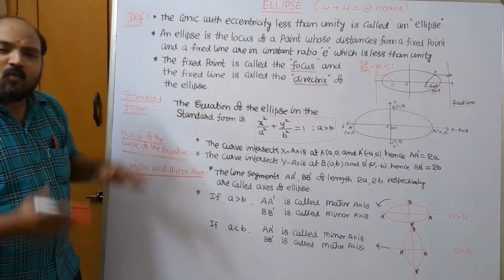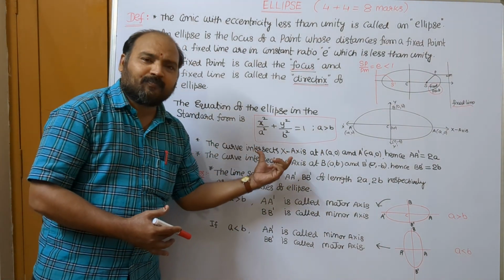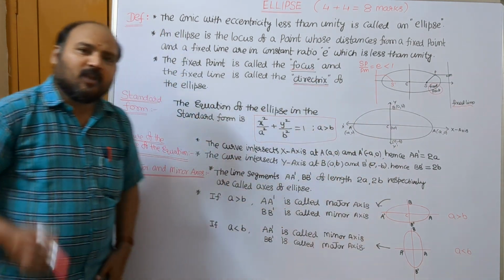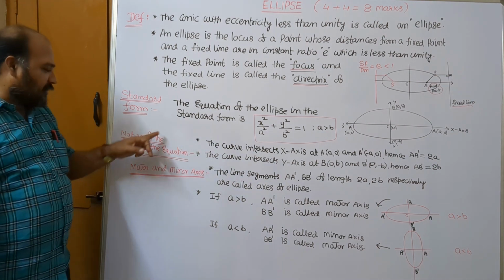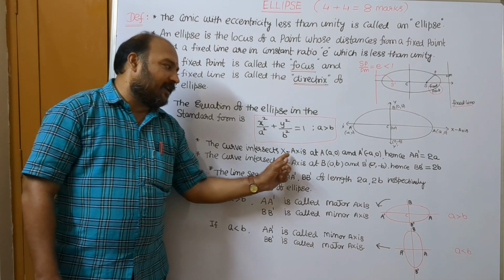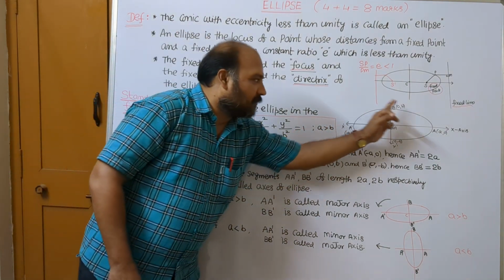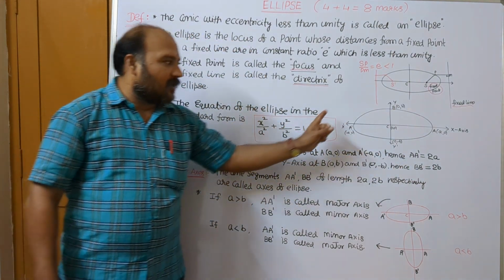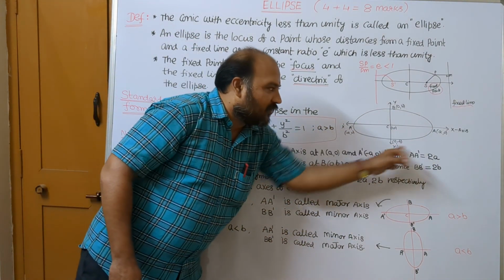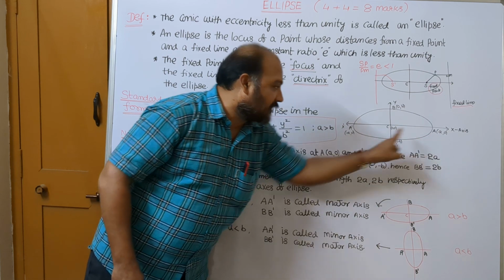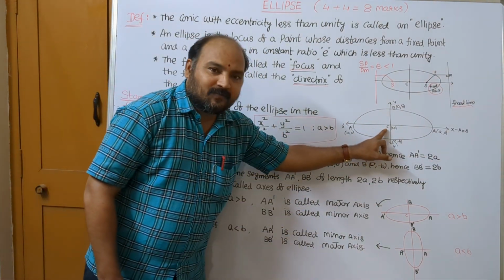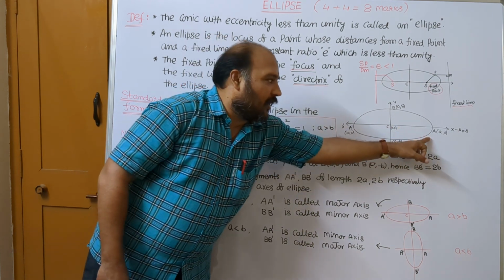What is the nature of this curve of the ellipse? I am going to discuss it in the figure. Observe carefully the nature of the curve. This is the ellipse figure, which cuts the x-axis at the points A and A dash. This is the center.